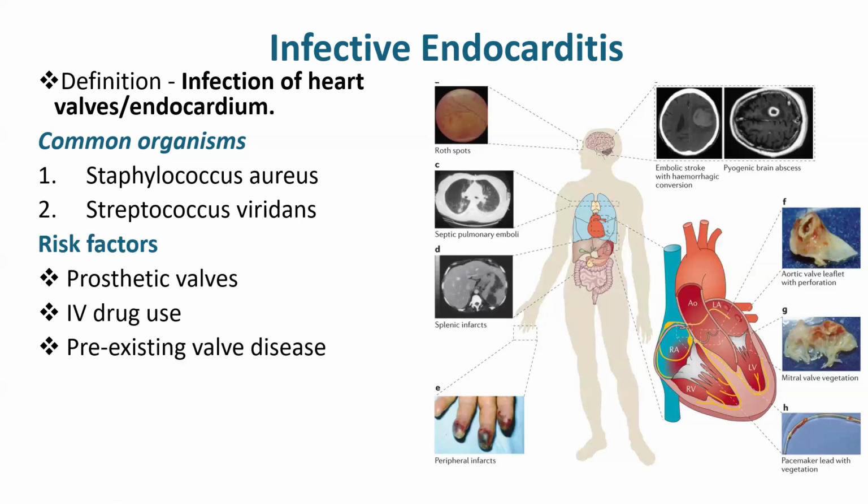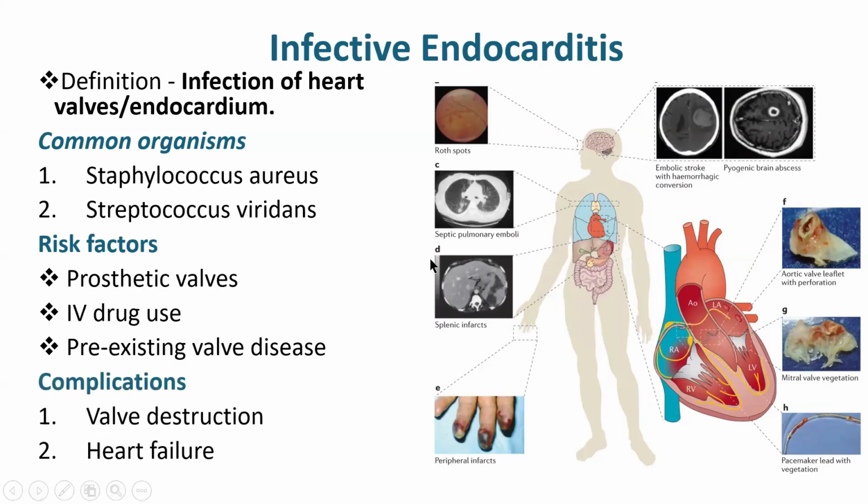These are the questions that I can ask you. I can tell you to list for me extracardiac manifestations of infective endocarditis, and I'll be expecting you to tell me peripheral infarcts in the fingers and the toes, splenic infarcts, renal infarcts in the kidney, which is not in this image, Roth spots in the eyes, stroke, and even infections, pyogenic brain abscesses in the brain. And the complications I've given you there.